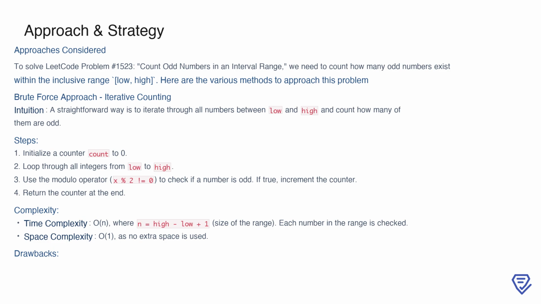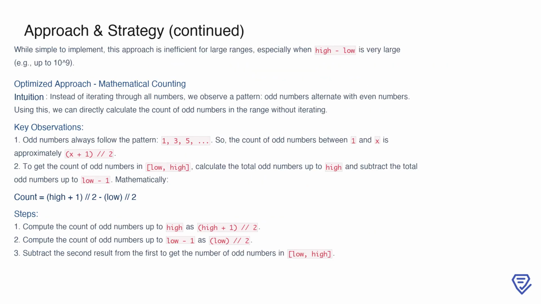While this method is easy to understand and implement, it has a major drawback. Its time complexity is O(n), where n is the size of the range, which can be very large. For instance, if high - low is close to 10 to the power of 9, this approach would be far too slow to execute efficiently. The brute force approach, though straightforward, becomes impractical for large ranges due to its inefficiency.